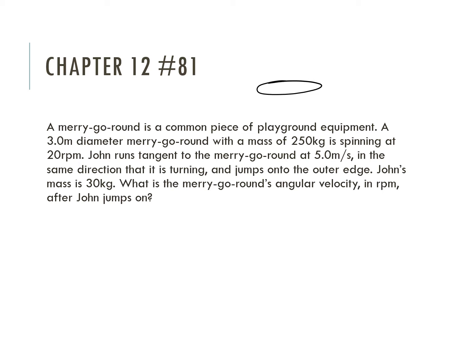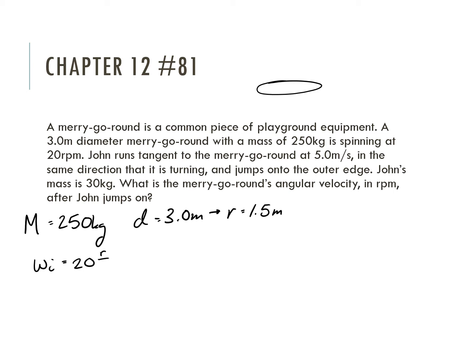So it has a mass. I'm going to use a capital M because it is a larger mass than John. It's going to be 250 kilograms, and it has a diameter of 3.0 meters, which means the radius is 1.5 meters. And we have an initial angular velocity of 20 rotations per minute.